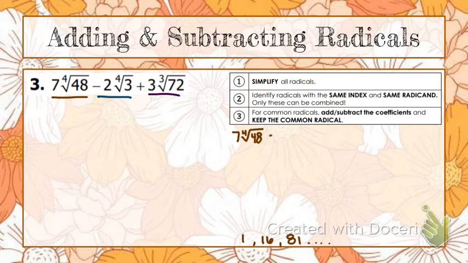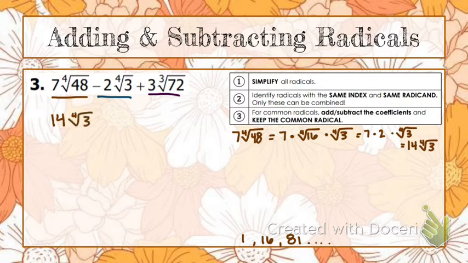So we are going to break this down into 7 times the fourth root of 16 times the fourth root of 3, because 48 divided by 16 is 3. Then this is going to simplify to be 7 times the fourth root of 16 equals 2. And then the fourth root of 3 can't be reduced, so it stays as it is. And then 7 times 2 is 14, so the final version of this is 14 times the fourth root of 3. So that's what we're going to put back over here where this radical was. 14 times the fourth root of 3.